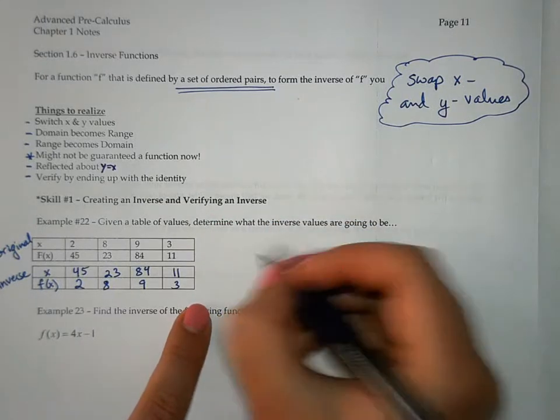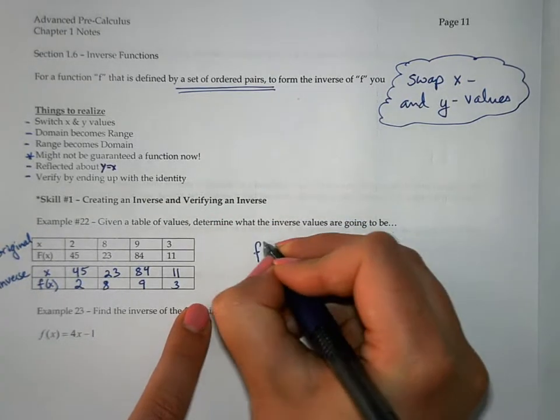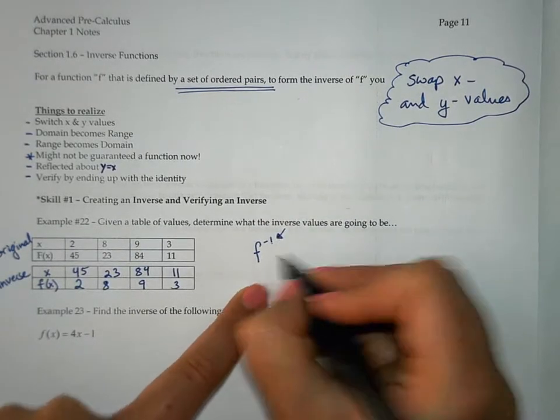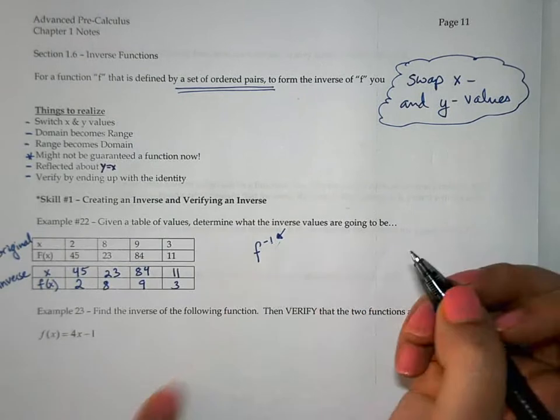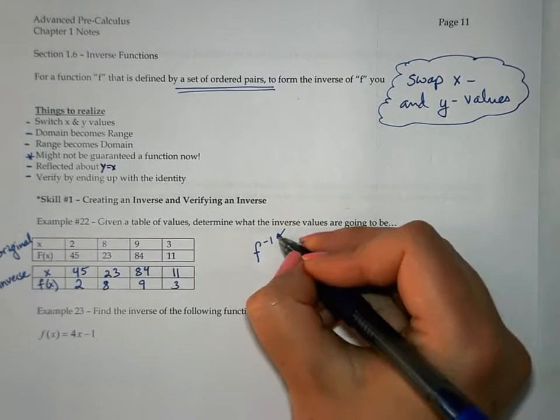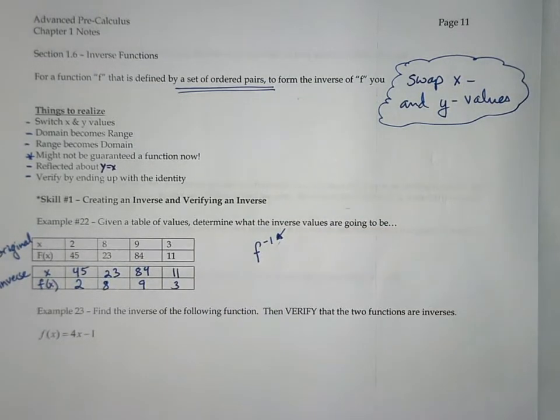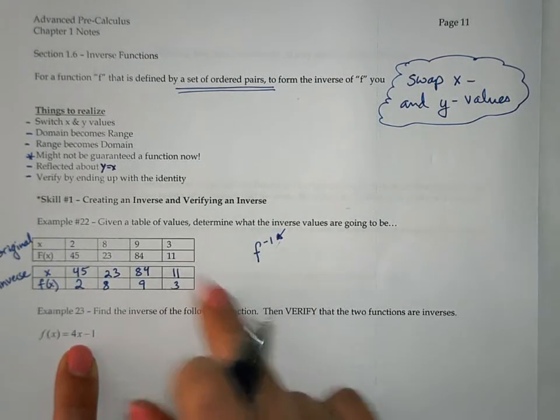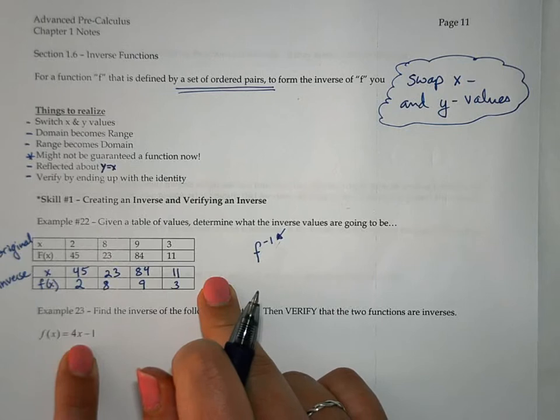Also, we have different notation for inverses. We can say this is an inverse. Whether or not we're allowed to put an x after it depends on whether or not it's a function. We'll talk a little bit more about that later. But if you ever see that little -1 up top as a superscript, that means inverse. That's finding the inverse of ordered pairs or a table of values.